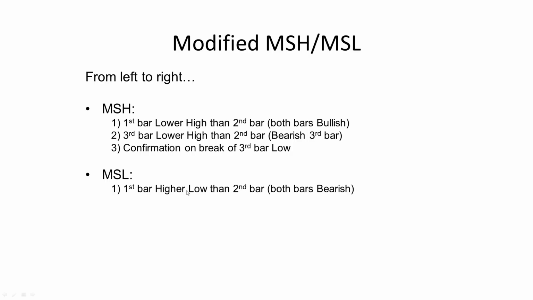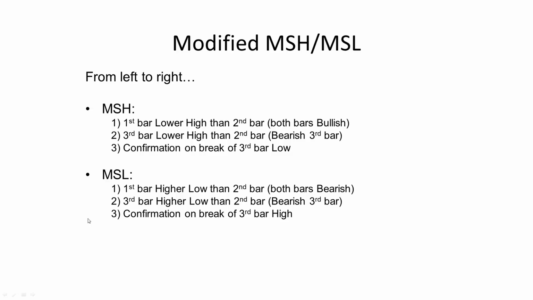So you'll need the first bar to be a higher low than the second bar. So higher low than the second bar's low, both bars bearish. Then you're going to want the third bar to have a higher low than the second bar. So you're comparing lows here. Third bar needs a higher low than the second bar's low. And you want that third bar to be bullish for market structure low. So 2 bearish bars and then a bullish. And then the confirmation of this one will be on the break of the third bar's high. That's a market structure low.